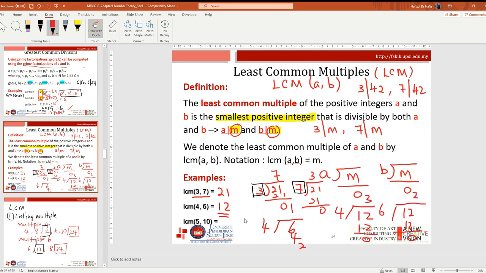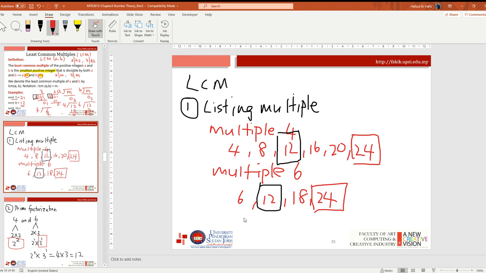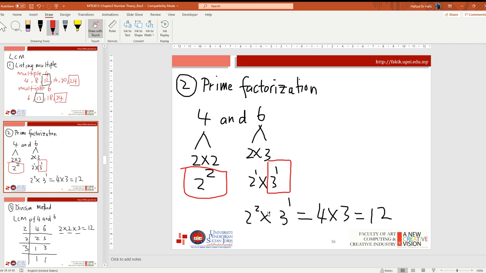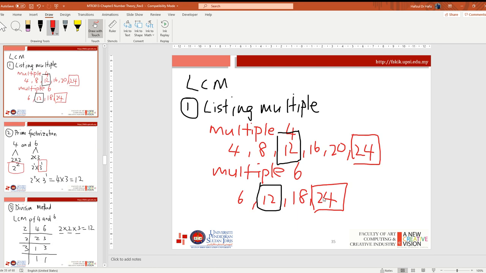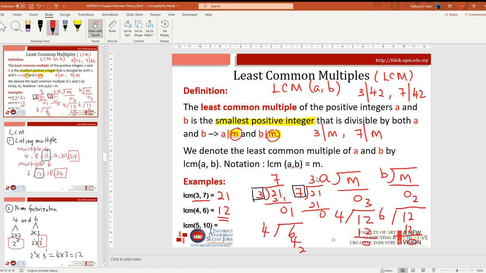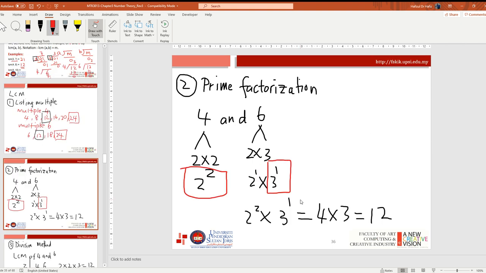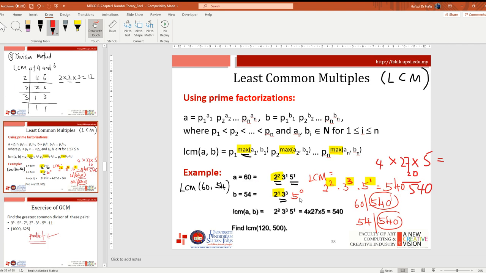Okay, for the LCM, by using this thing, we got 12. By using the prime factorization, we got 12. By using the division method, we got 12. Okay, for the least common multiple, we choose the maximum.